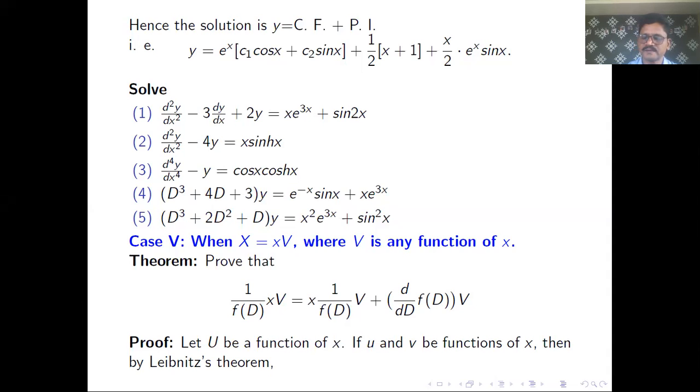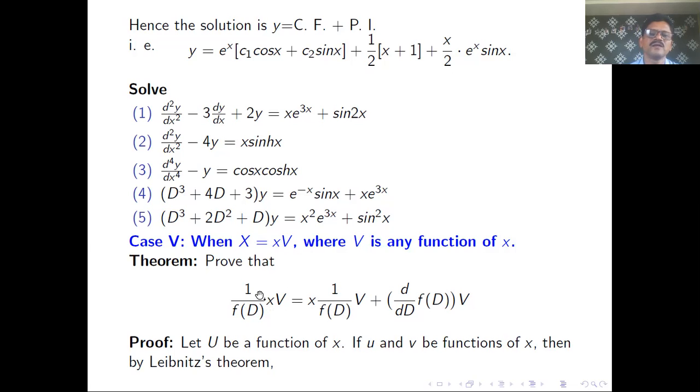So when capital X is given as x into v, small x into v, where this capital V is any function of small x, then in that case our target is 1 upon f of D operate capital X. Capital X is x into v, equal to x into 1 upon f of D operate v on it plus d by dD of f of D operate v on it. So our target is to prove this result.